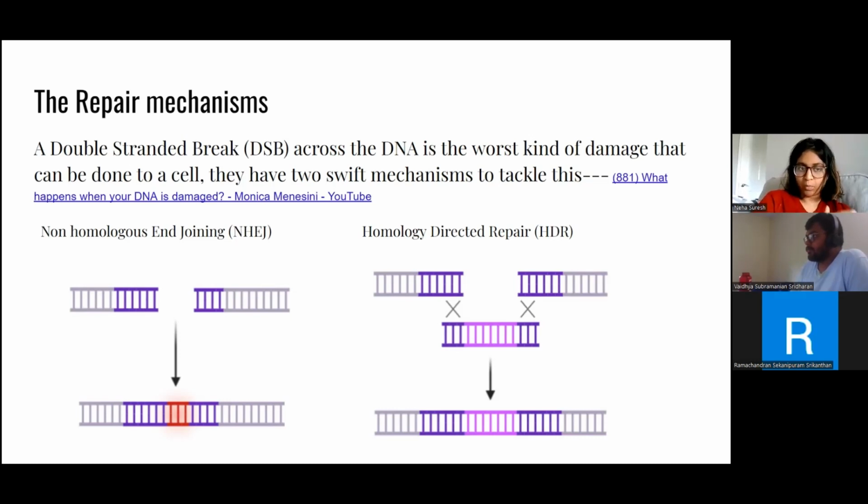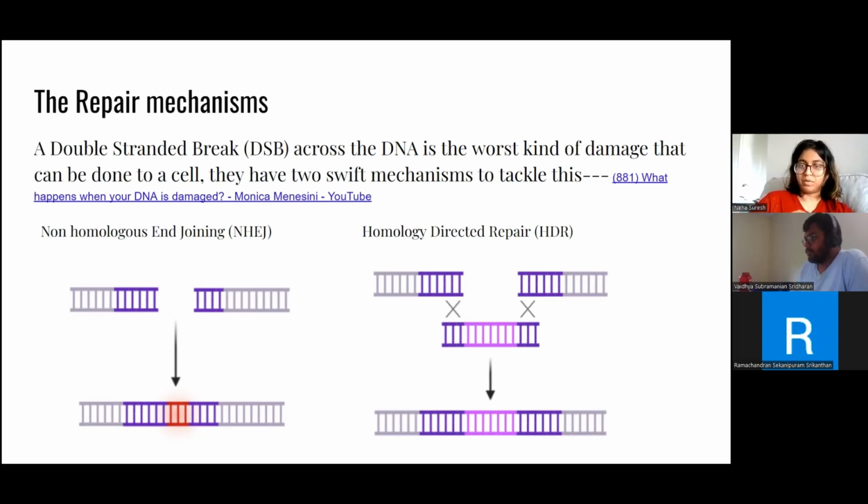One is called the non-homologous end joining, which means that when a double-stranded break occurs, like in the left-hand side picture, it just basically ligates itself together. This is the most commonly used double-stranded mechanism, but it is also the most error-prone.